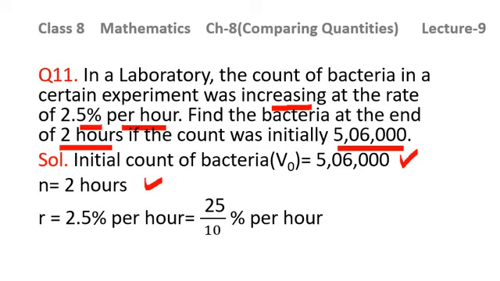At what rate is it increasing? It is 2.5% per hour. So it will be written as 25 over 10% per hour.